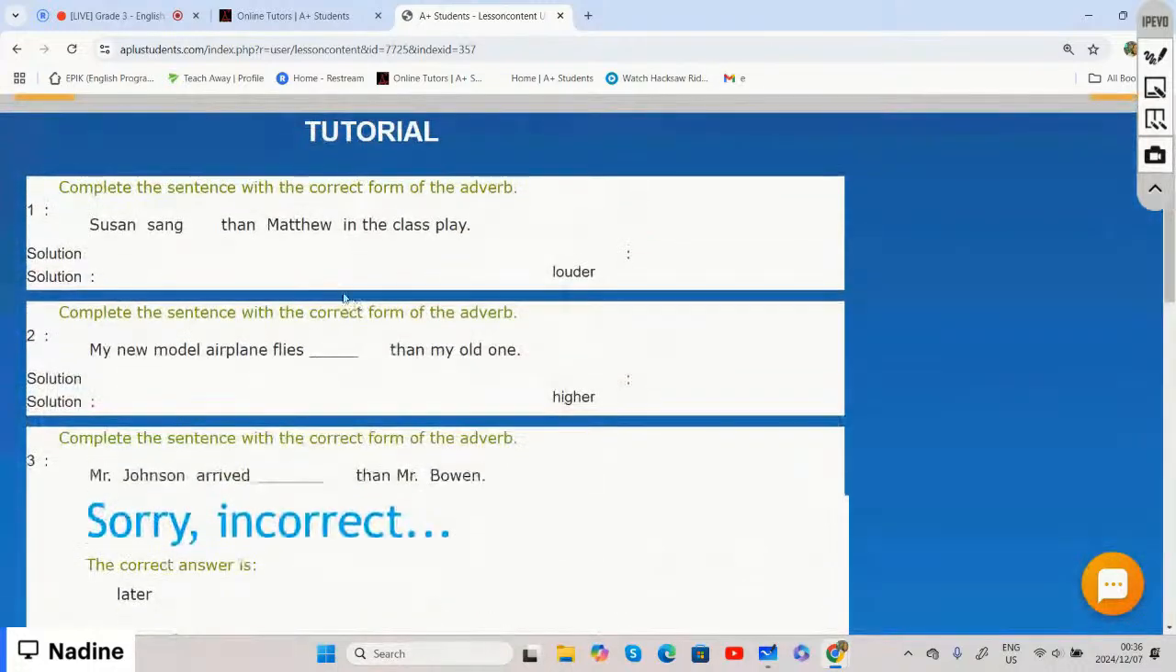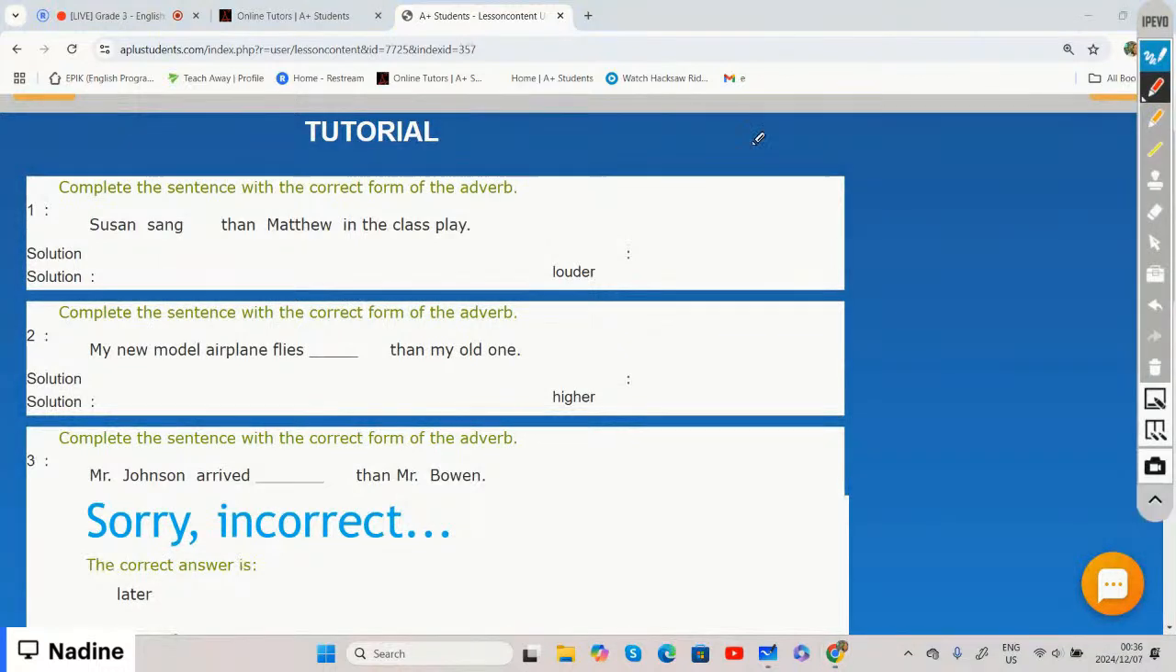All right. Here it says Susan sang. Do we say Susan sang loud, louder, or do we say Susan sang loudest? Then Matthew in the class play. So Susan sang, then Matthew in the class play. Is it loud, louder, or loudest?